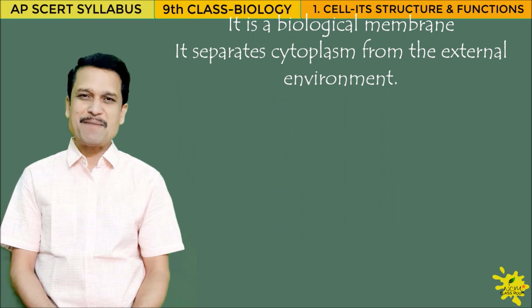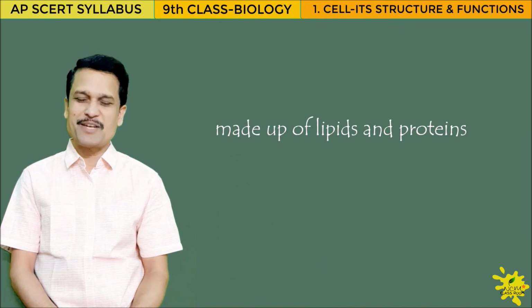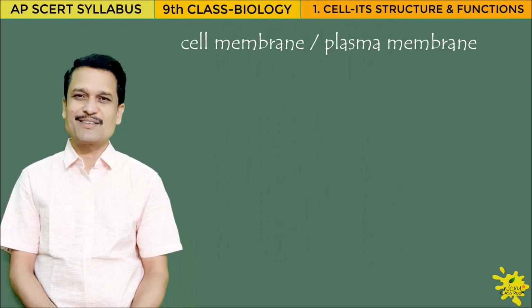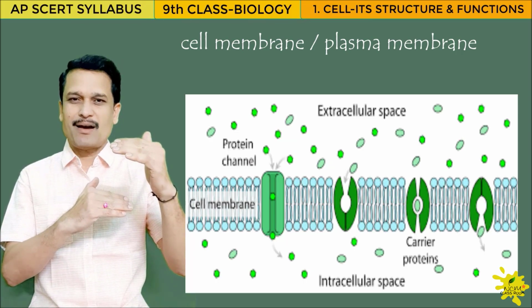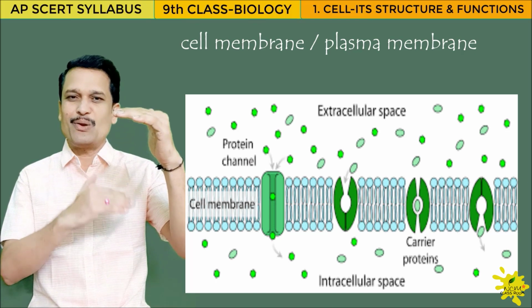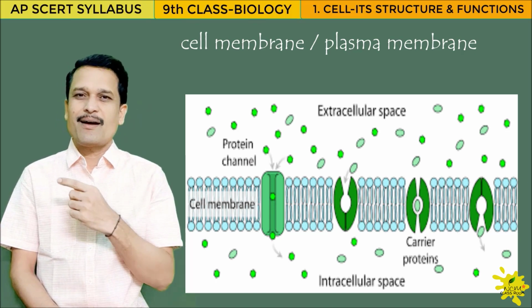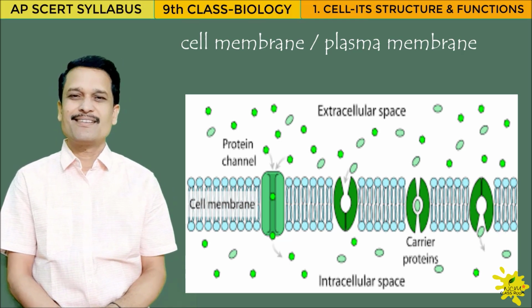This is a biological membrane that separates cytoplasm from the external environment. It is made up of lipids and proteins. So this is called bilipid layer because two lipids are arranged in an upper and lower region. See the picture here and you will know the structure of plasma membrane.